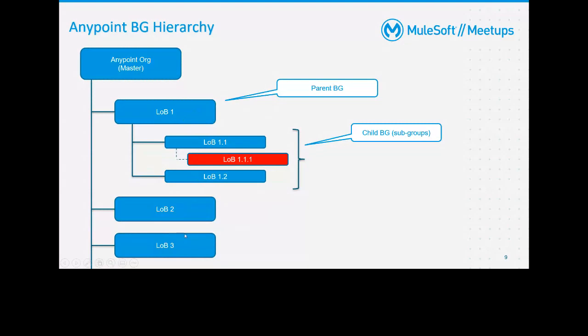Again, you can have multiple child business groups as well, but it's recommended to stop at one level. Whenever you are trying to assign a worker vCore here, L 1.1.1, first you need to assign it here, then bring it to this particular business group, and only then can you bring it here. That adds complexity to your design.